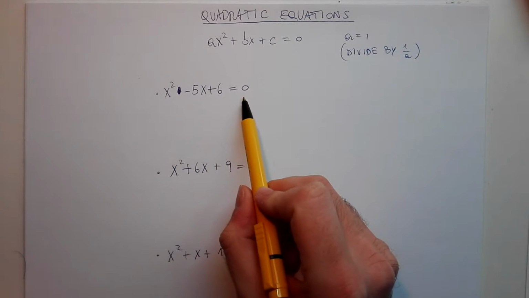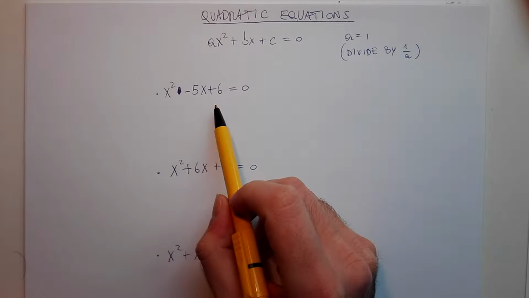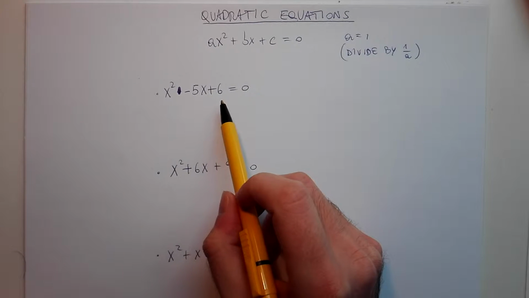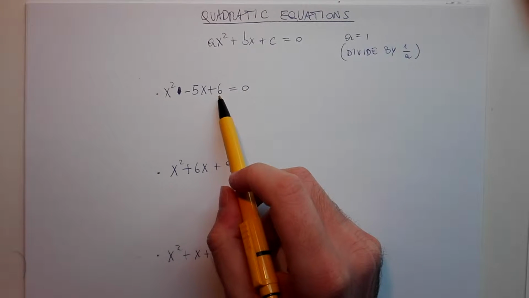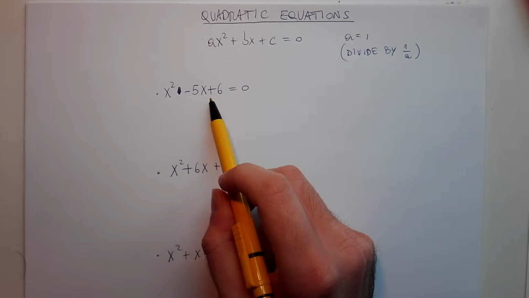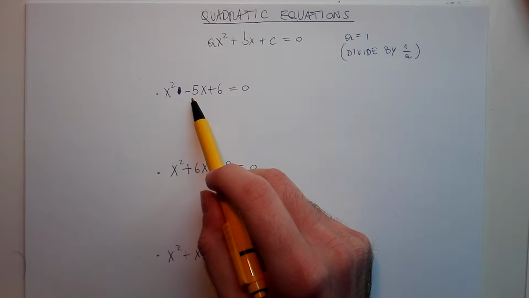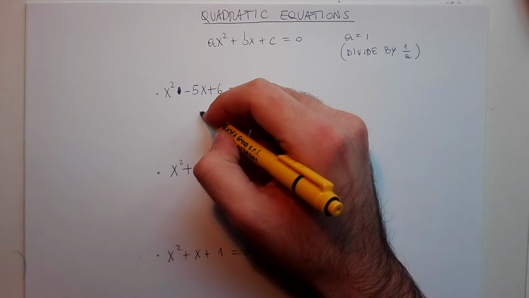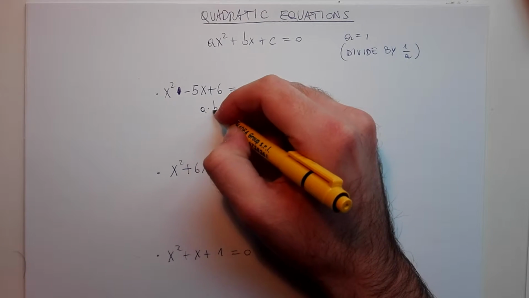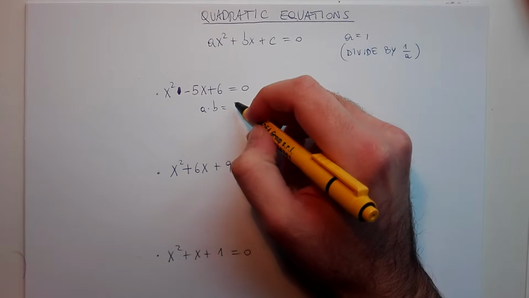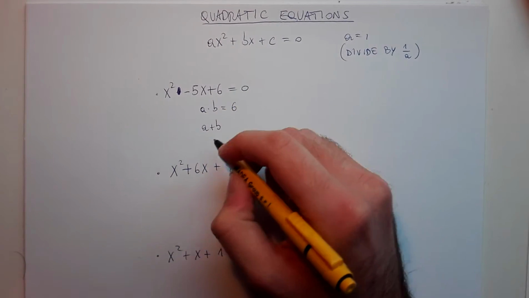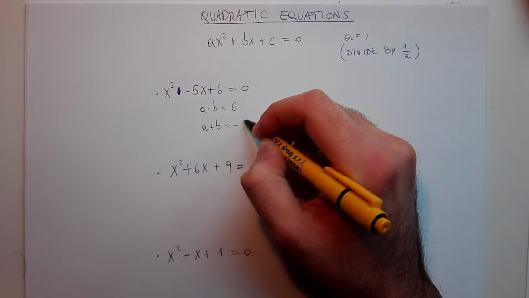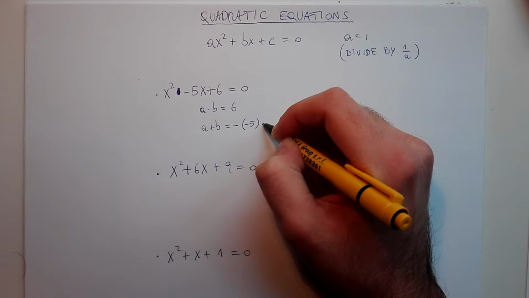For example, in this equation, to find the solutions, we can try to find two numbers whose product is 6, the known term, and whose sum is minus the coefficient of x. So we're looking for two numbers, a and b, such that their product is 6, and a plus b is minus 5, so 5.